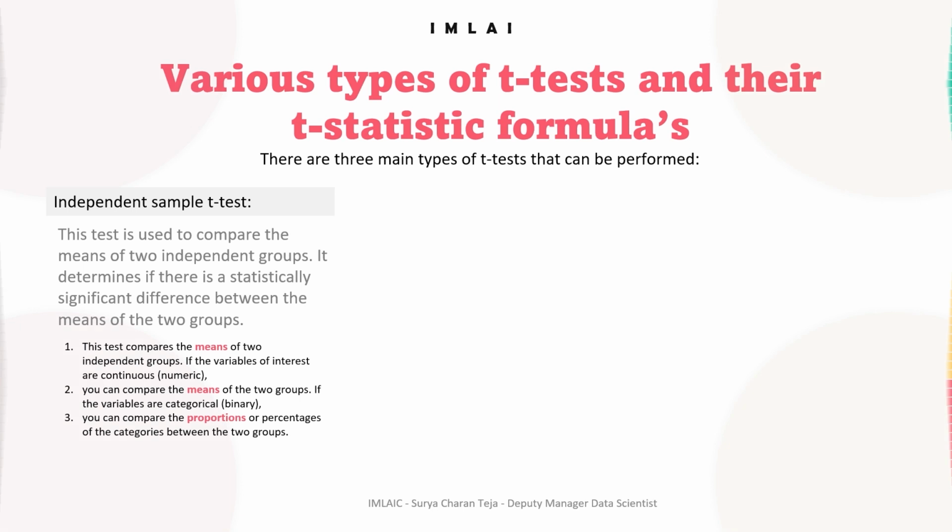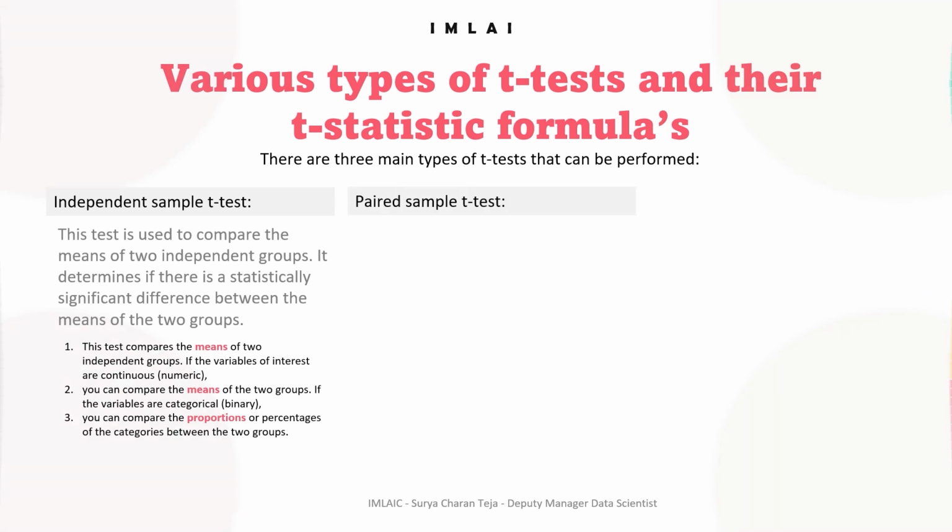And the third task that we can do with the independent sample t-test is you can compare the proportions or percentages of the categories between the two groups. So this is how it's a comparison between two independent groups.